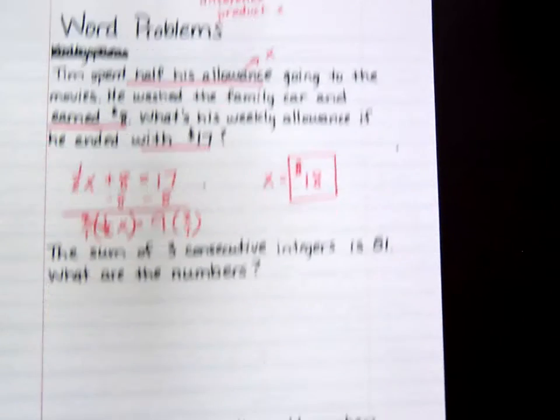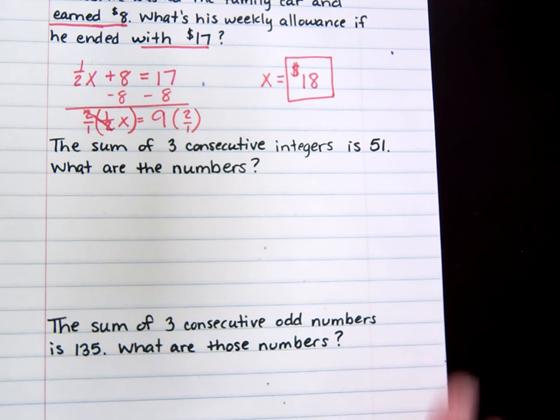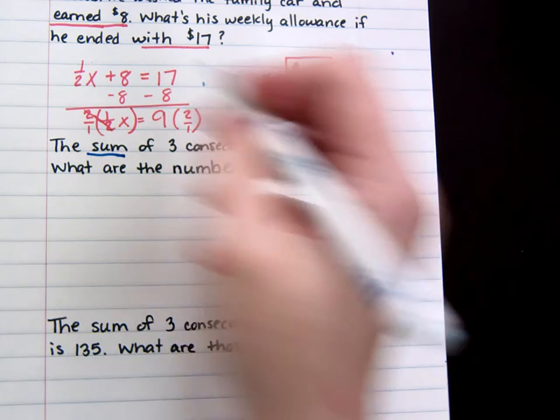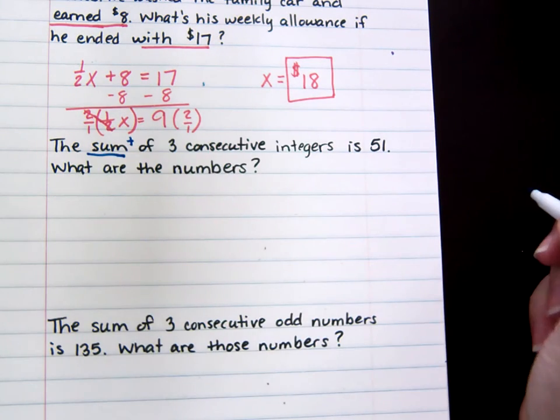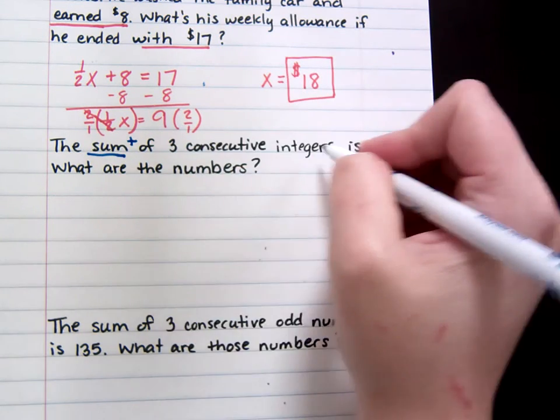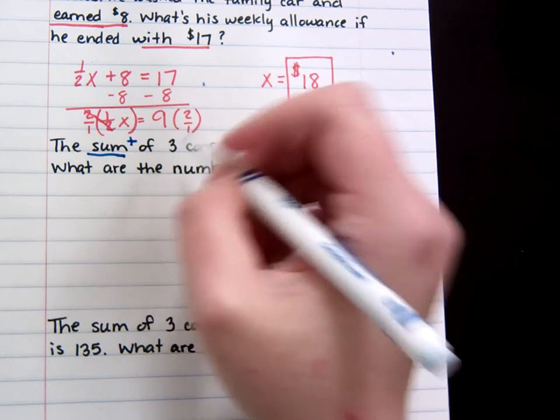Sometimes, though, you're not going to have a scenario you can put yourself in, so you might have to approach it a different way. Looking at this next one, I see the word sum. The sum of 3 consecutive integers. Sum is addition. So I know I'm going to be adding something. 3 consecutive integers. Just because I wrote a number 3 does not necessarily mean you're going to use the number 3 in the problem. Be careful on things like that.